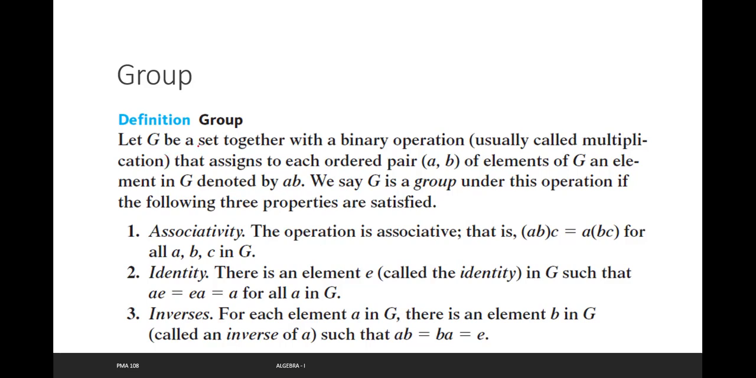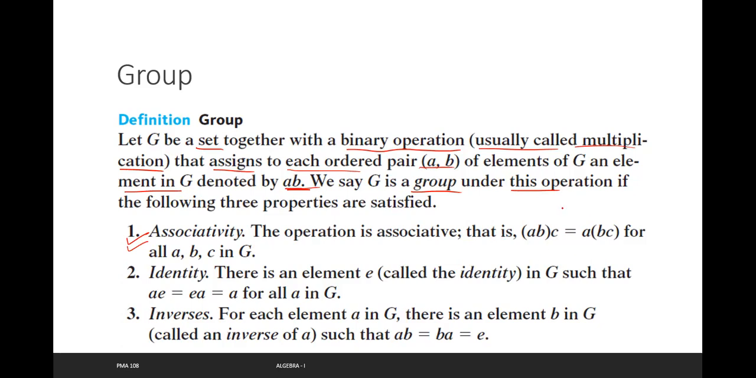Let G be a set together with a binary operation. So now you already know the meaning of binary operation, usually called multiplication. यही मैंने बोला है कि जो Gaussian है तो वो multiplication ही default उसको बोलता है. That assigns to each ordered pair of elements of G an element in G denoted by AB. तो वो A dot B नहीं लिख रहा है, उसको AB ही लिख रहा है. We say G is a group under this operation if these properties are satisfied. So this is the first property, associativity.